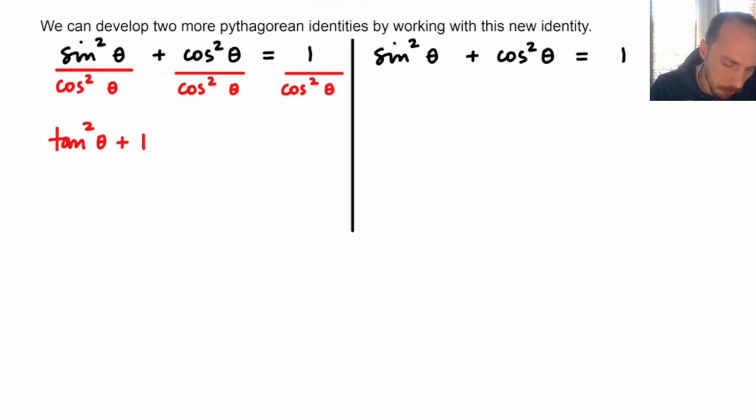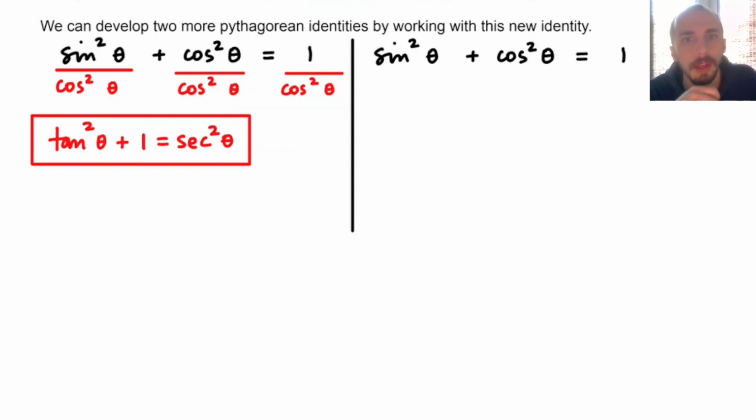And then that's going to equal 1 over cosine squared theta. 1 over cosine theta is secant theta, so this should be secant squared theta. And that's our second Pythagorean identity.